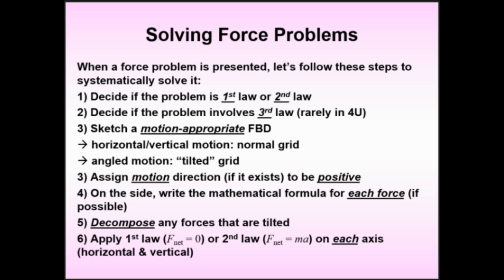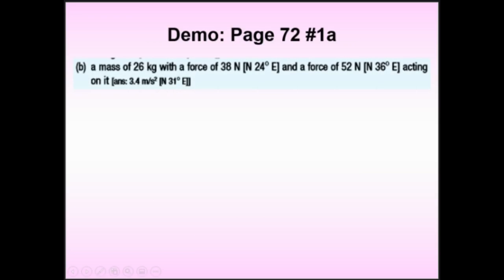Alright, so let's quickly do one single problem. That's not really all of these steps, but just a good beginning. First problem: you have a mass of 26 kilograms. How many forces are acting on it from the outside? Two forces. One force is 38 newtons, directed north 24 east, and another force is 52 newtons, directed north 36 east, acting on it. The question is, what is the acceleration of that object?